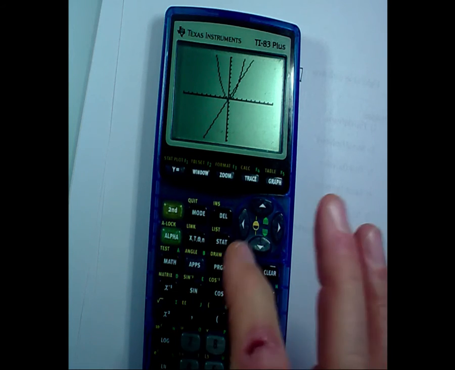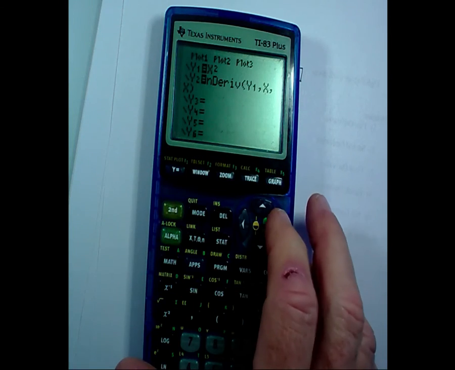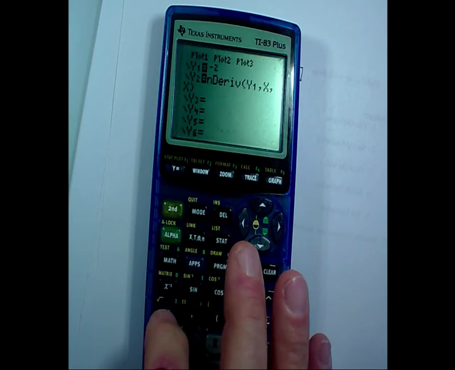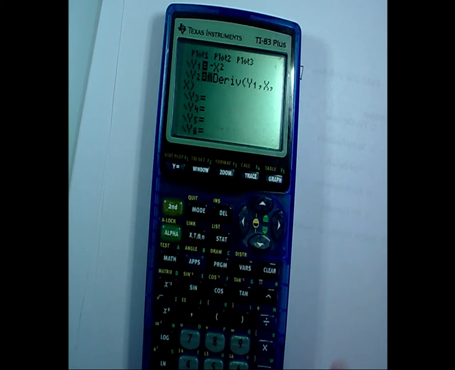So if I go back to y equals, and I make this a negative x squared, and I graph, now that's what its derivative looks like. Are we doing okay?